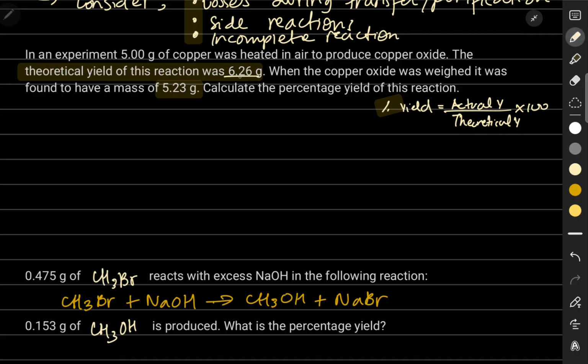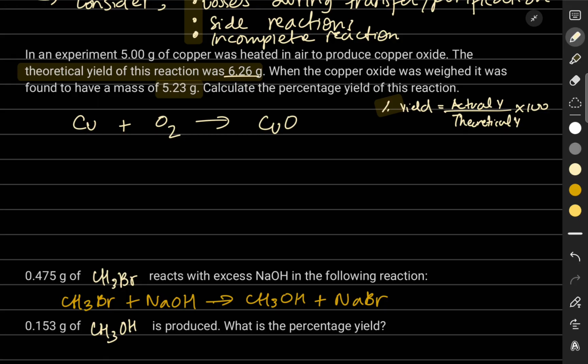So you do have the theoretical yield. Where is the actual yield? Okay, if we just try to write down the equation for this. So you have copper was heated in air. So air, oxygen there, to produce copper oxide. I could balance this, but I'm not getting into this because it's not needed to balance the equation. In fact, the equation is not needed at all.